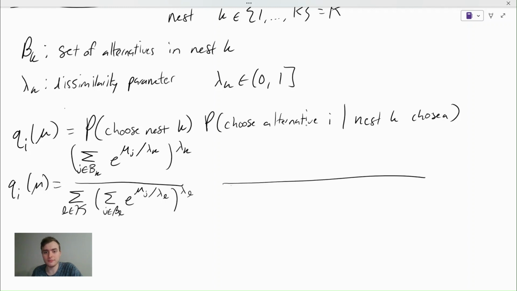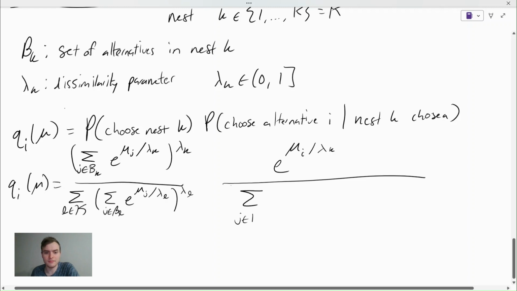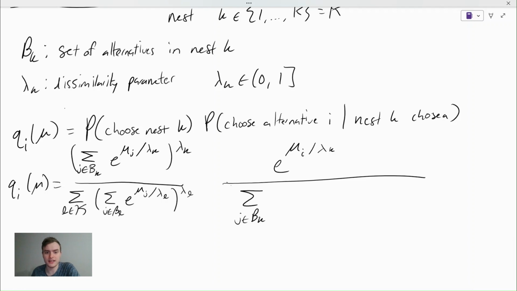And then the probability of choosing I, once we've chosen that nest, is the same as this, right? We still have the dissimilarity parameter. So e to the mu I over lambda K. In our denominator, we're going to have the sum of J in BK because it's already chosen to be K. So we just have that e to the mu J over lambda K.